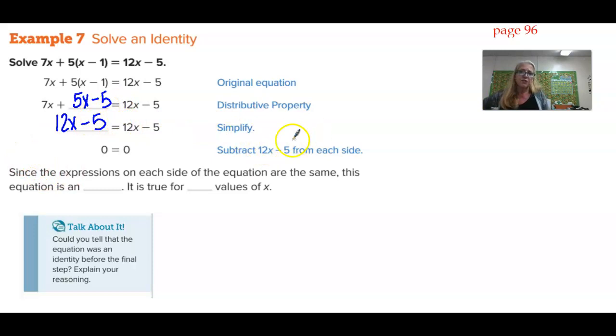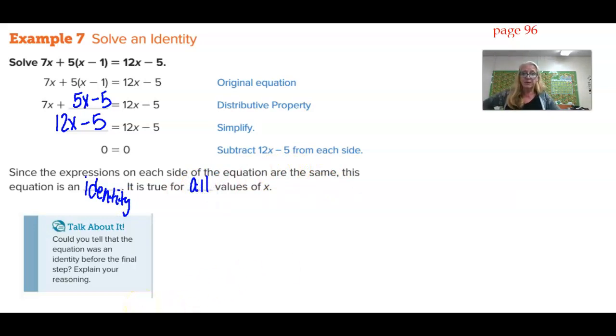They're saying they subtracted 12x minus 5 from each side. I wouldn't even have done that. I would have done them one at a time. I would have subtracted 12x from both sides and gotten negative 5 equals negative 5. Still a true statement. So this equation is an identity, which is never going to fit in that space. The way I'm writing this identity, it is true for all values of x.